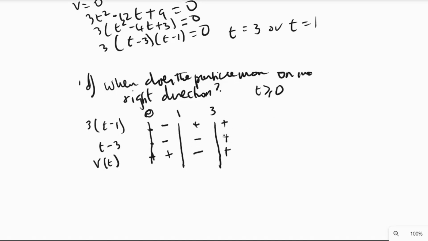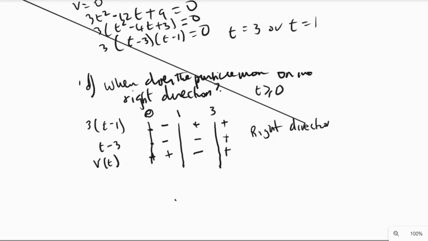Therefore, the right direction will be when t is greater than 3 and when t is between 0, inclusive, and 1. Between 0 and 1, because at 0 it's positive.